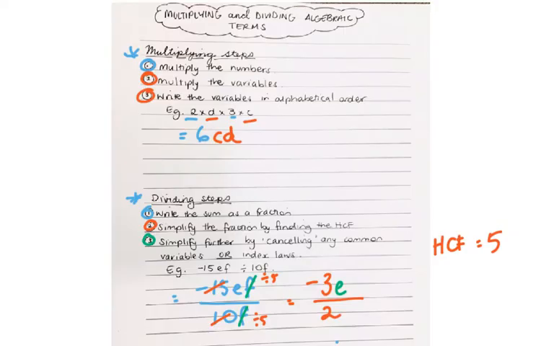So with multiplying and dividing, firstly with multiplying, make sure that you multiply the numbers first and they're written first. Then we multiply the variables and we make sure that the variables are written in alphabetical order. With dividing, we're going to write our sum as a fraction. We're going to simplify the fraction by using their highest common factor. And then we're going to simplify further by cancelling down any common variables, or we're going to use our index laws to further simplify the variables.